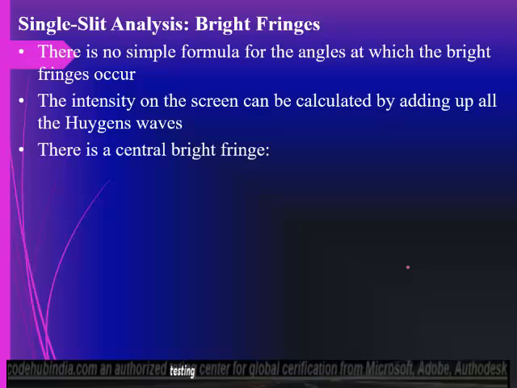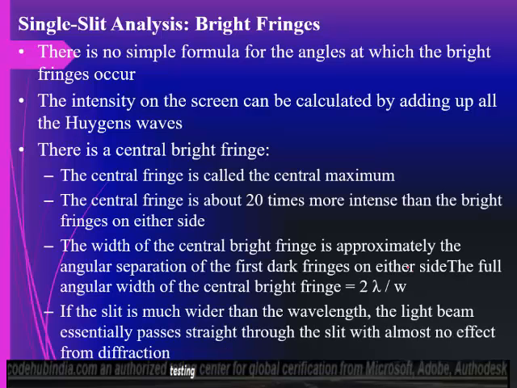There is a central bright fringe, called the central maximum. The central fringe is about 20 times more intense than the bright fringes on either side. The width of the central bright fringe is approximately the angular separation of the first dark fringes on either side, that is 2 lambda by W.